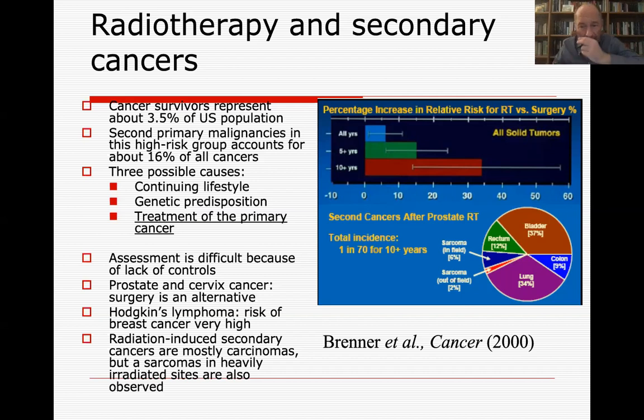Interesting things: if you take prostate cancer, these are the second cancers after prostate radiotherapy. You see an increase, of course, mostly after 10 years. But the interesting part is that you see sarcoma in the field, which you would expect, since it's a very high dose. Rectum and bladder, you would also expect, because they are really in the field. Colon, you would also expect. Lung, you would not expect. So lung is a distal tumor compared to the treatment of prostate. That's surprising. It shows that second cancers can also occur in volumes that are out of the field.